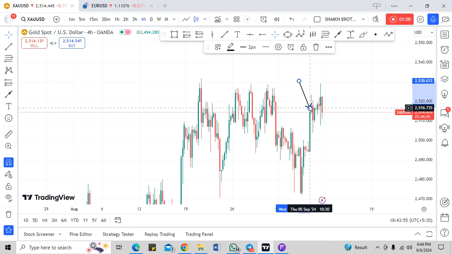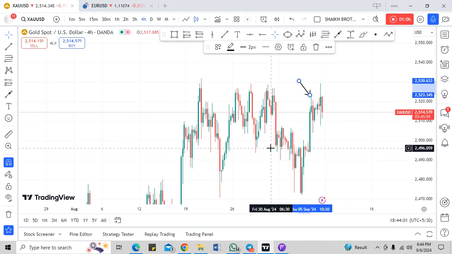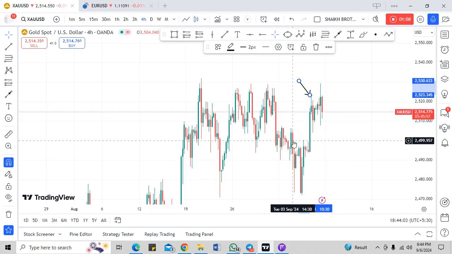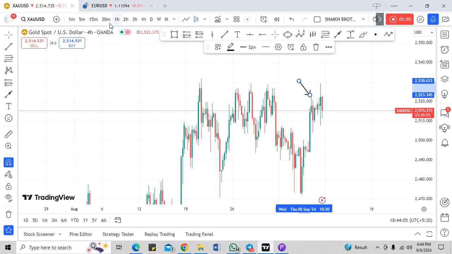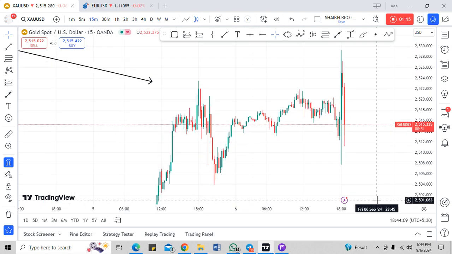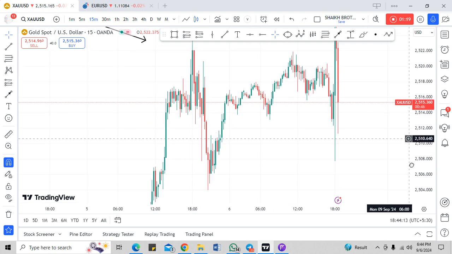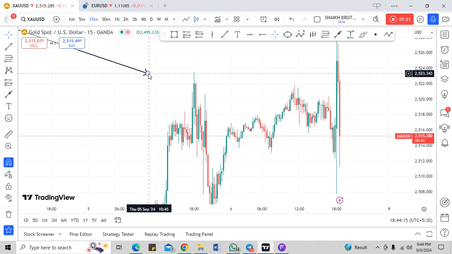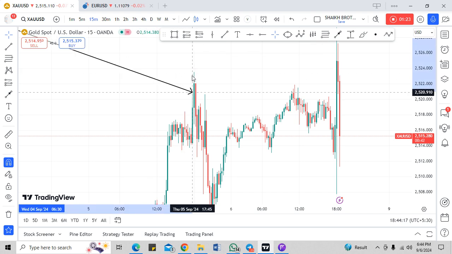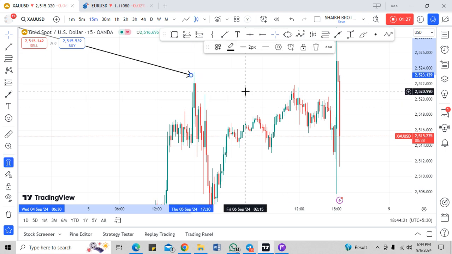Okay, let's discuss for today. Today I have taken two trades. First is, let's switch to the M15 time frame. As you know, this was yesterday's trade. I took this one.